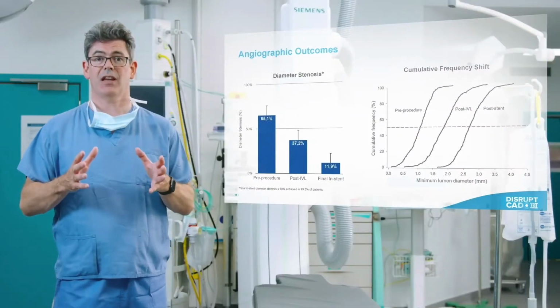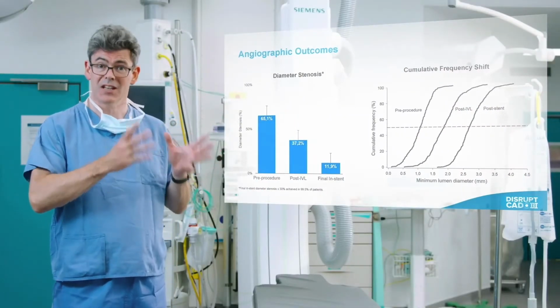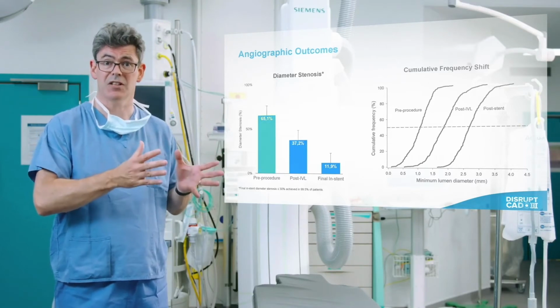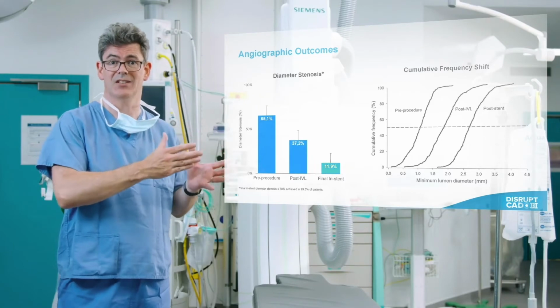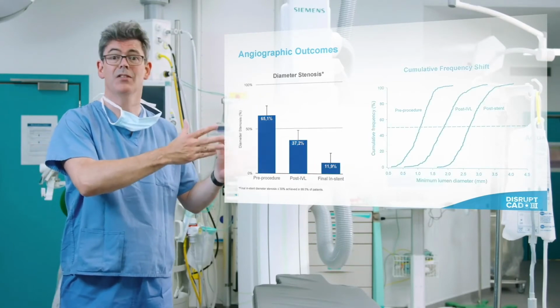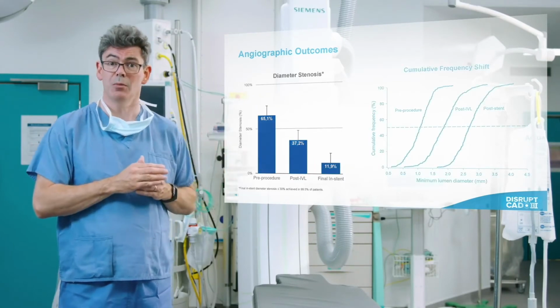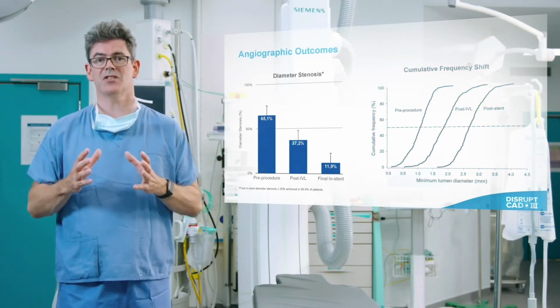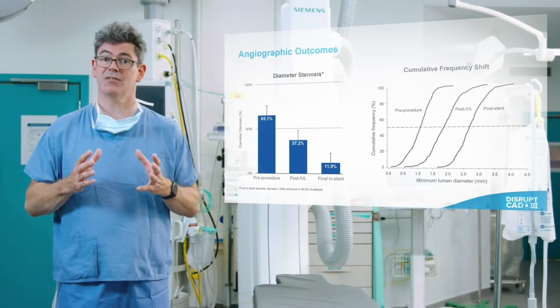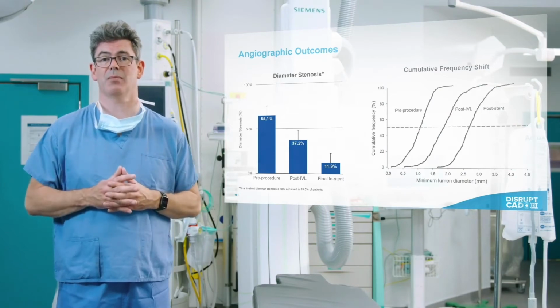These are the angiographic outcomes on the left. You can see the stepwise reduction in severity stenosis from pre-procedure to post-IVL and final in-stent. And on the right, the stepwise increase in minimum lumen diameter at the same time intervals. A diameter stenosis of less than 30% was achieved in 99.5% of patients.